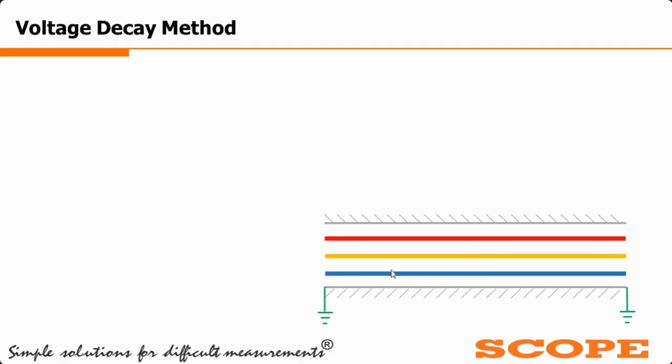So most of the prelocators have the TDR and impulse current method by default, and the voltage decay method and the ARM methods are available in a few kits only. So now we will see what the voltage decay method is.